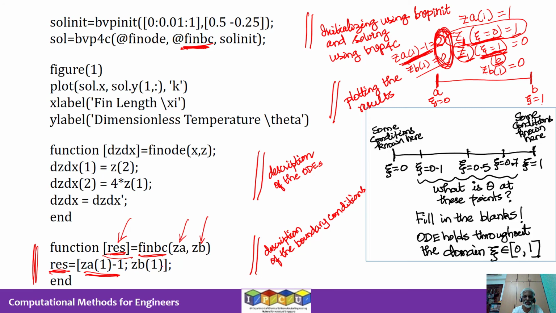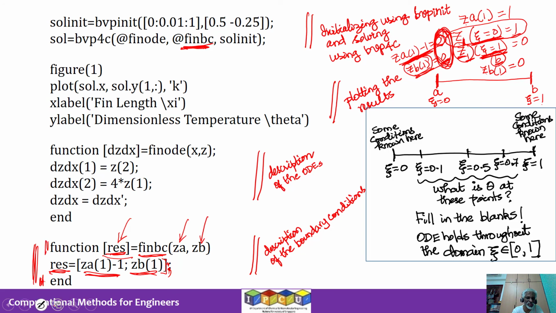Semicolon. Then the second boundary condition is ZB1 is equal to 0. So it's equal to 0. So no problem. Just write the left hand side ZB1. And then end the residual array and semicolon, right? That we put at the end of every MATLAB command. And then it ends with END. Every function file should end with end.